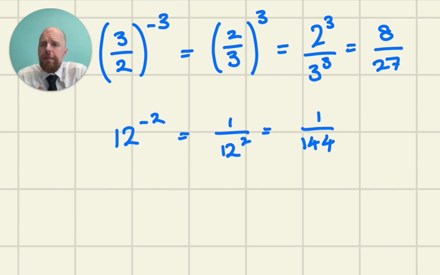So whenever you're dealing with a negative power, you take the reciprocal, that means flip the fraction over, the base stays the same other than that, and the power becomes positive. You then just work out what the power is going to be, either in your head or using a calculator, and that will be your final answer.